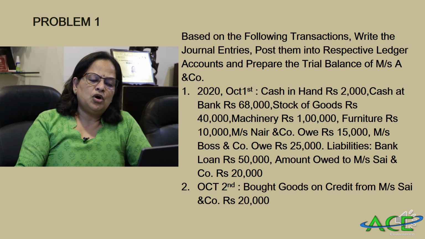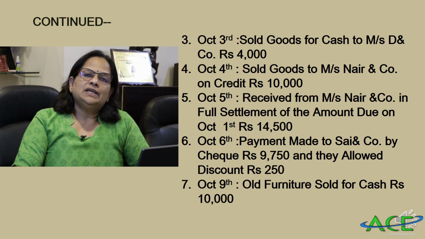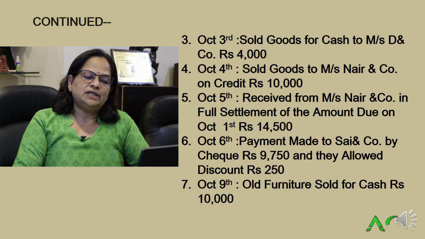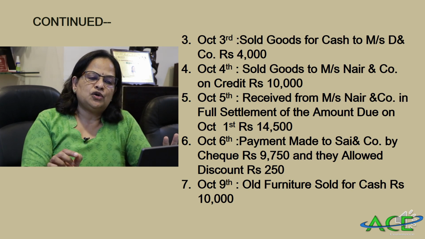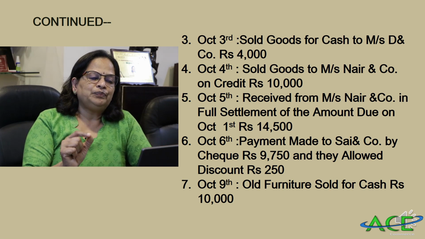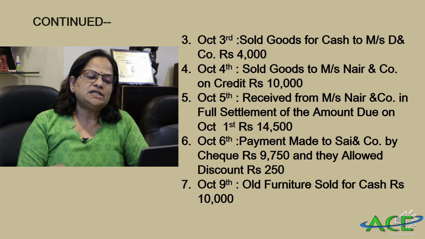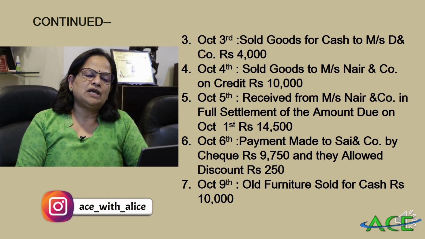Then October 2nd, bought goods on credit from Sai and Company rupees 20,000. Third transaction, October 3rd, sold goods for cash to Messrs. D and Company. Goods for cash meaning the name of the party is not important. That you have to remember. We are treating it as a cash transaction, rupees 4,000. Next is sold goods to Messrs. Nair and Company on credit rupees 10,000.